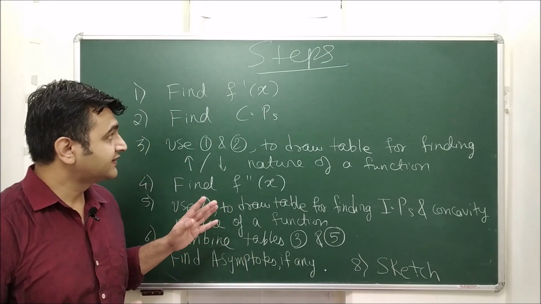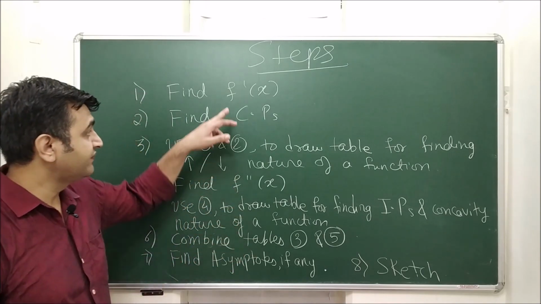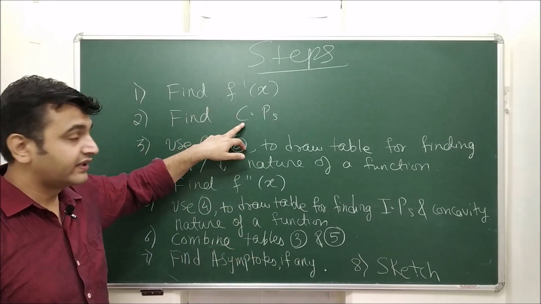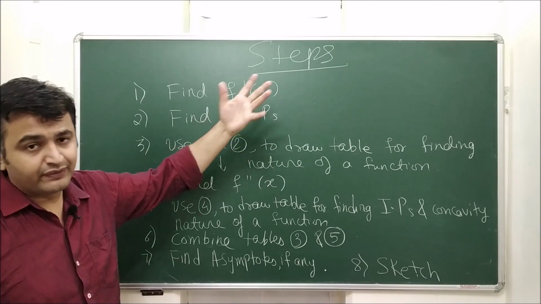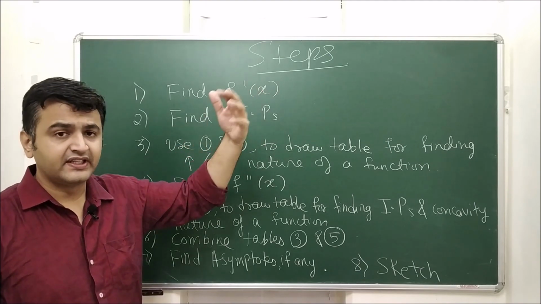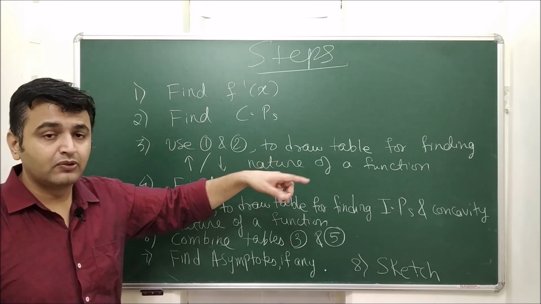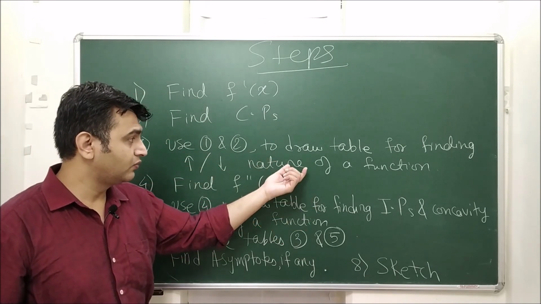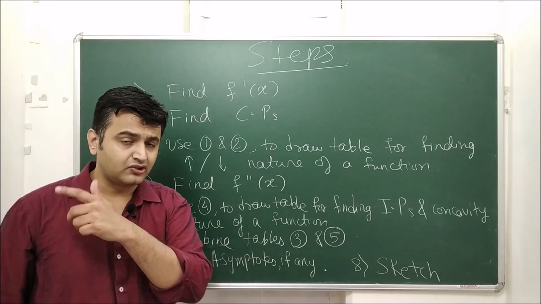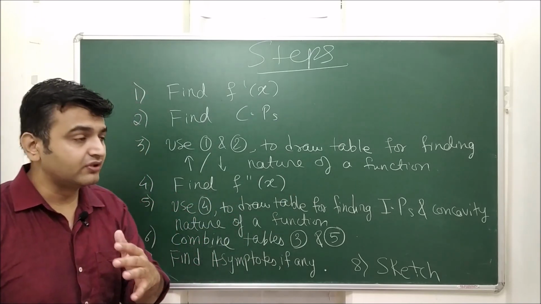So these are the 8 steps that one has to follow. First, you find the derivative, then you find the critical points. That means equate the derivative equal to 0, or find the points where it is not defined. Then use these 2 things to draw the table of increasing and decreasing. How to do that, I have already done in my lecture on increasing and decreasing functions. You can have a look.